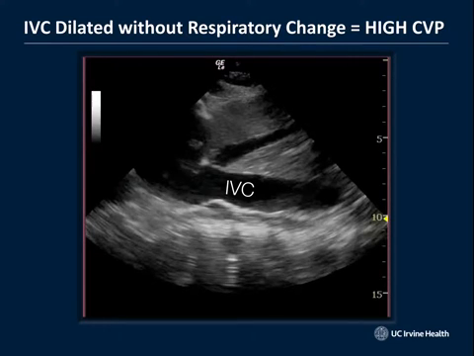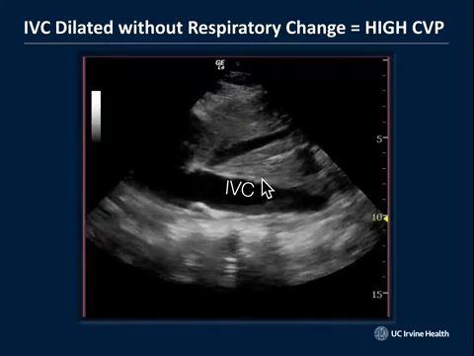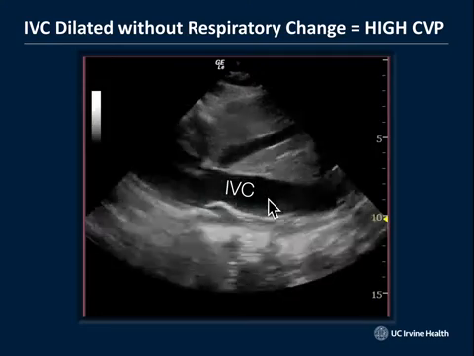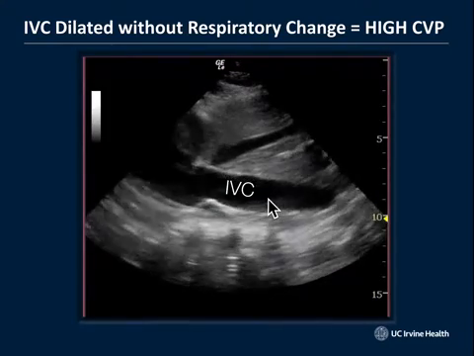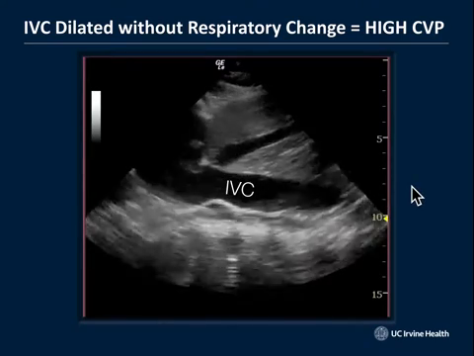Another example here of an IVC, you can even see the hepatic vein draining in here. When you see a big plump hepatic vein like that and a big dilated IVC, this is a plethoric looking picture to me, a very dilated, plethoric looking, high central venous pressure situation.